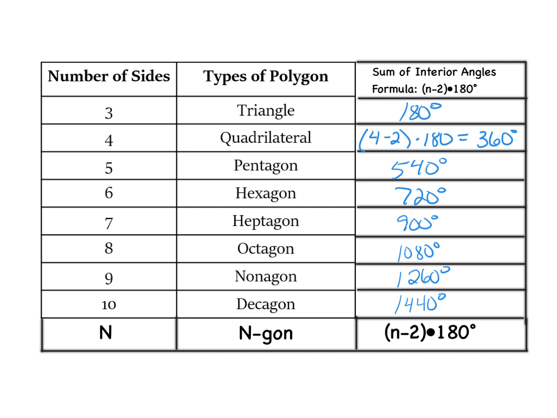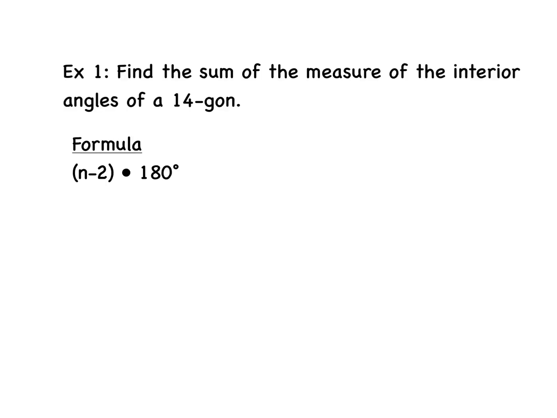All right? So let's do some examples. Number 1, find the sum of the measure of the interior angles of a 14-gon. If we're finding the sum of the measures, we're going to use this formula. N minus 2 times 180 gives us the sum of it. So we work it just like you did for filling out that chart. So what am I going to plug in for n? 14. Because it's a 14-gon, meaning it has 14 sides. So it's 14 minus 2 times 180.